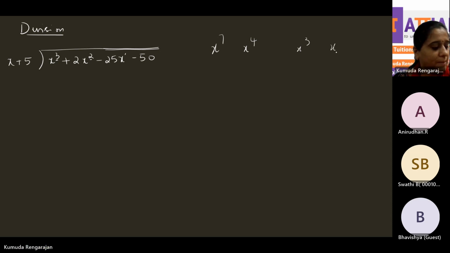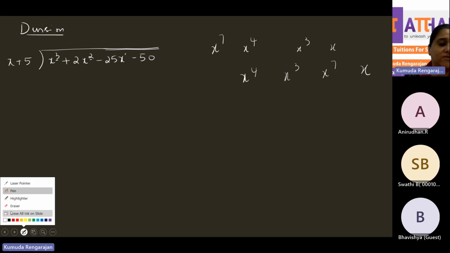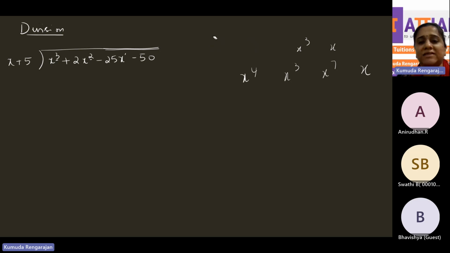All right. So supposing it's jumbled, you have x to the power 4, then x cubed, then x to the power 7, and then x. You should not write the dividend as it is. You must arrange the terms of the dividend in the descending order of the powers, big to small. In both the divisor and the dividend, the terms must be arranged in the descending order of the powers of x.